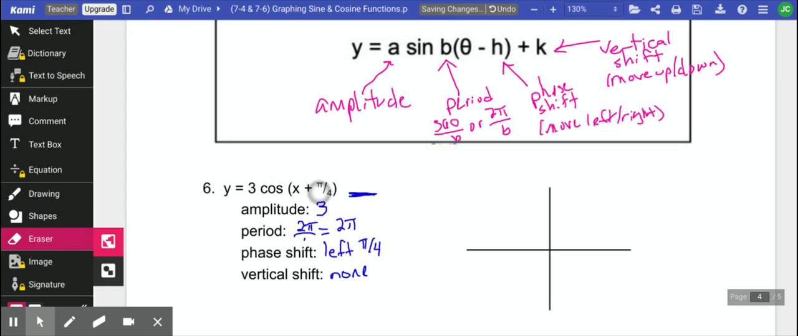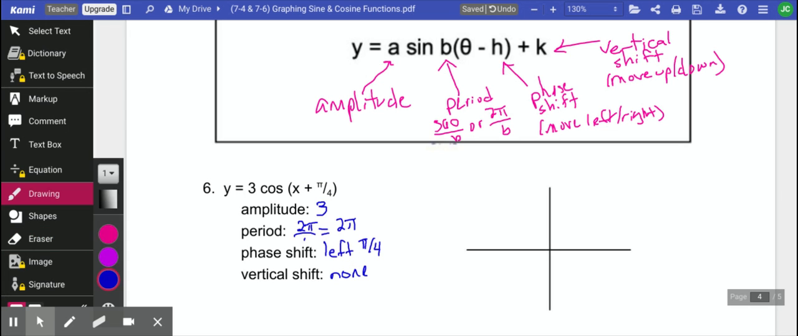Okay, so I'm going to erase some of this so we can actually see what's going on. These are the important pieces of information that we have. So let's start working through this. We have an amplitude of 3. Let's start with this: we have a cosine function. So cosine starts at the crest, and our crest is going to be 3 up. 1, 2, 3. But our crest has also been shifted left pi over 4. So we're going to have to move that to negative pi over 4.